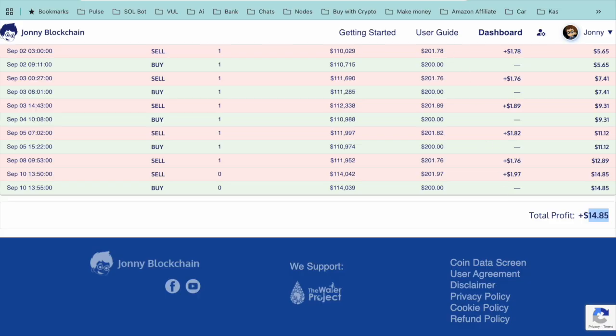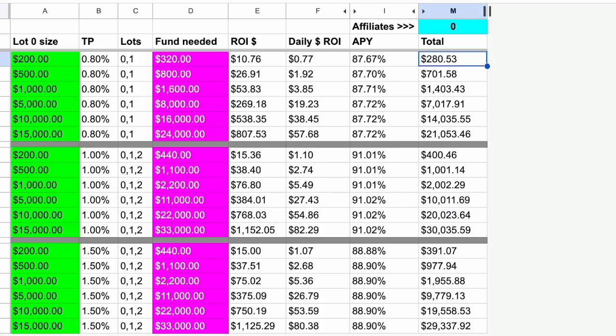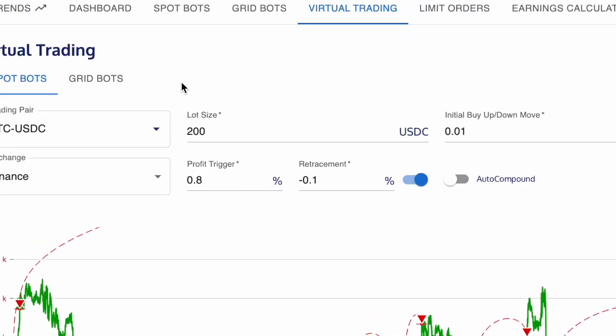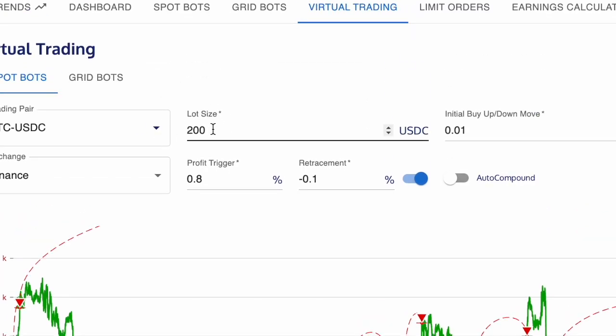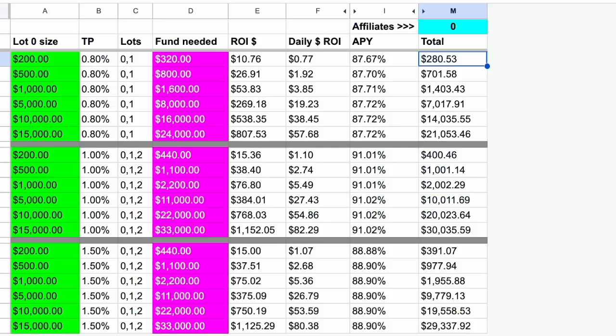Now, what I've done is I've run multiple simulations, and I've put it all in a spreadsheet, and you can get a copy of this spreadsheet if you want it. So let's go through my spreadsheet. So here we are on the screen. You can see this column A, which is the green column, and it says lot 0, and I've put there $200. So that's the lot size.